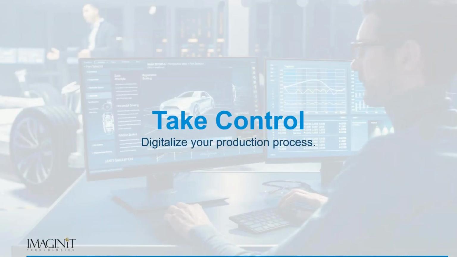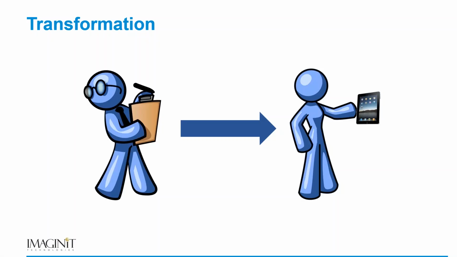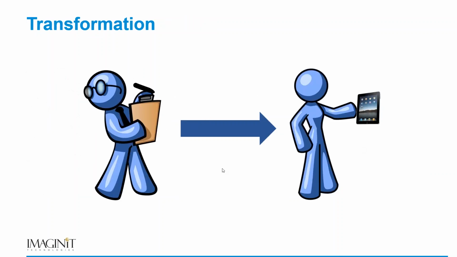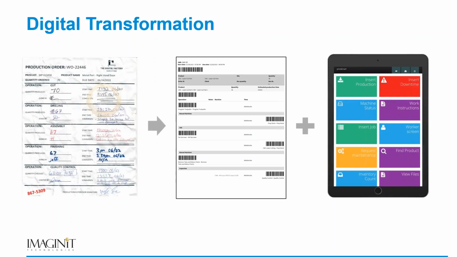So how do we take control of these things? Well, one of the ways of doing that is to digitize your production process. And how we can do that is we take this little Charlie the clipboard, and turn that into Tammy tablet, right? So going from paper-based, we transform into an electronic environment, a digitized environment that's real time. That's how we take control of these processes. And that digital transformation is just an example of that.